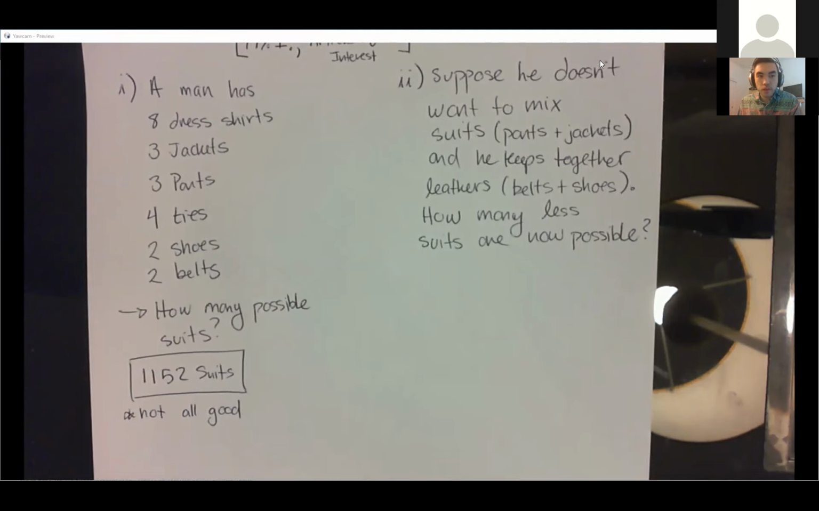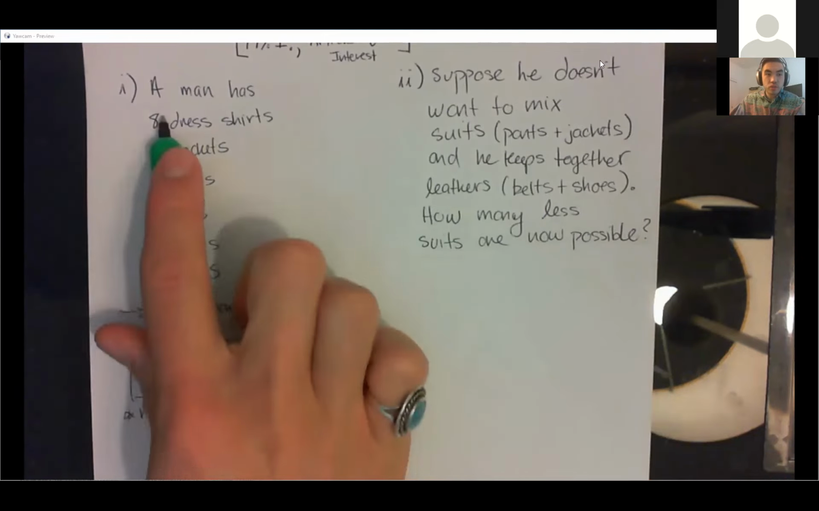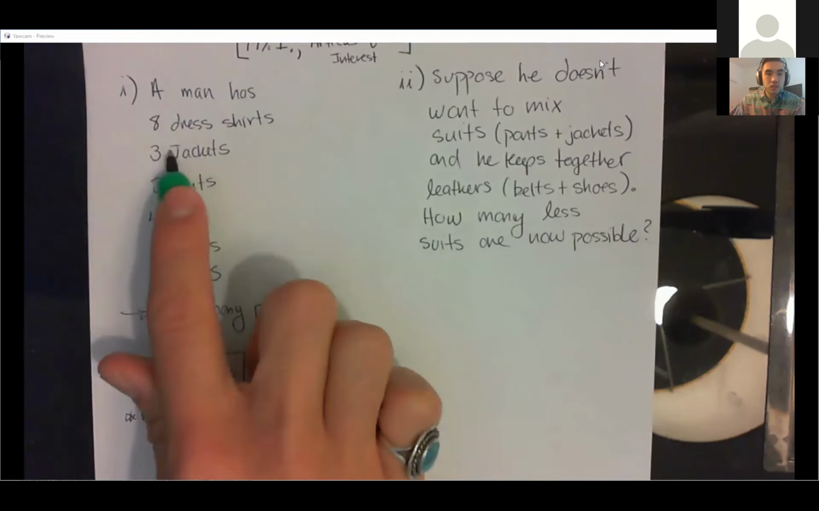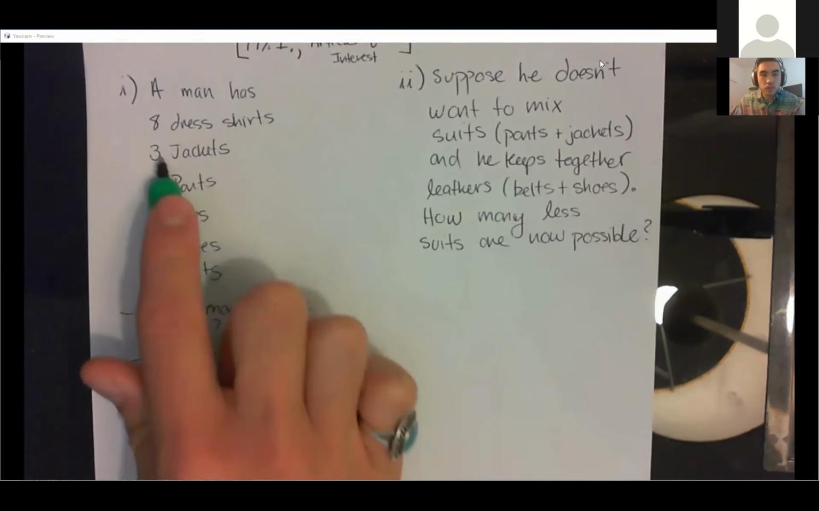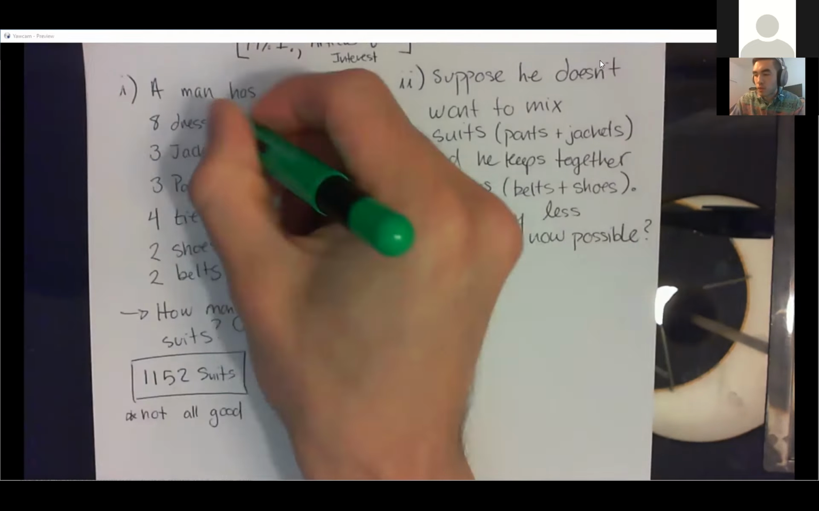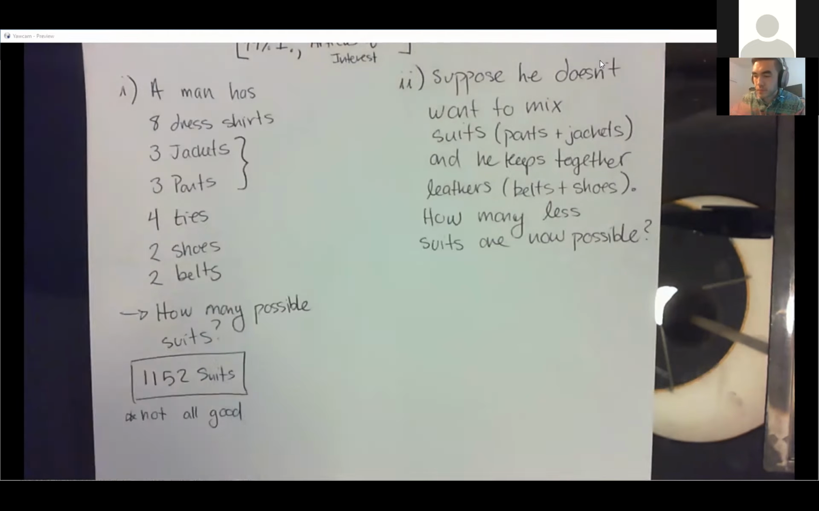What would be a good way to figure this out? So my argument here, the easiest way to figure out the answer to this question is to just reduce the parameters here that we're multiplying together. So it is 8 dress shirts, but instead of saying 3 jackets and 3 pants, which the product here gives us 9 combinations of jacket and pant, what am I going to reduce this parameter down to?